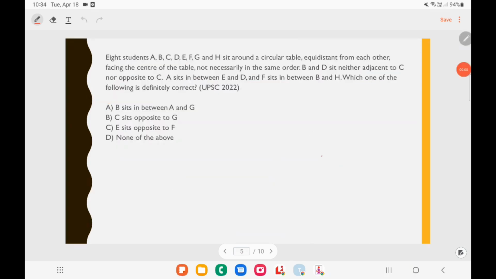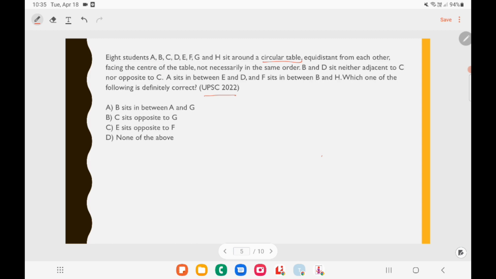Okay. So now let's take a different question. This is also from UPSC 2022, and this question is about a circular table. Actually, the concept of circular table is very important. In 2022 itself, UPSC has asked 2 questions from this same concept. Okay, so you need to study this concept about circular table really well. So let's read the question first.